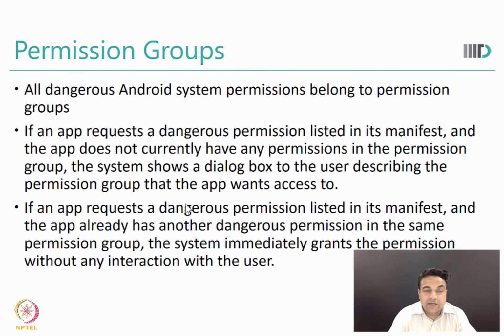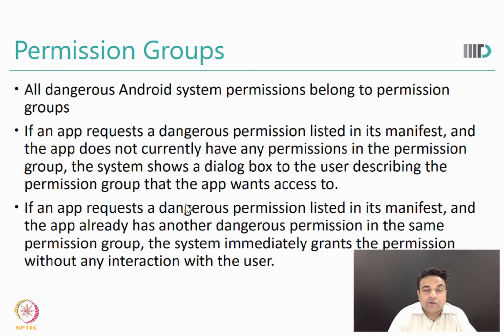When we discuss dangerous permissions, we must also discuss permission groups. A permission group is simply a group which contains one or more dangerous permissions. Or in other words, all dangerous Android system permissions belong to permission groups. That is, there would not be any dangerous permission which does not belong to a permission group.